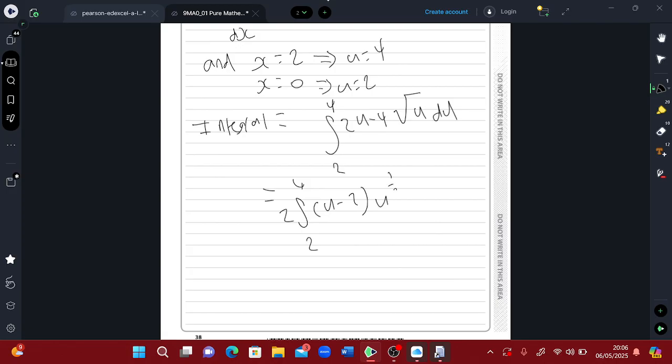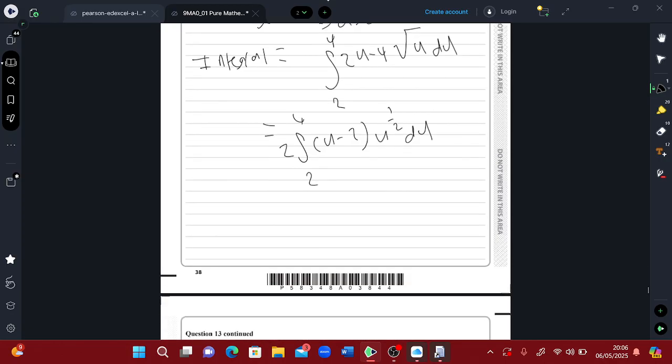Of u to the half du. Now, actually, this is very, very nice to integrate. We can now start to use our algebra techniques, our power laws, and distribute it to integrate using powers. Okay. So this is still between 4 and 2.